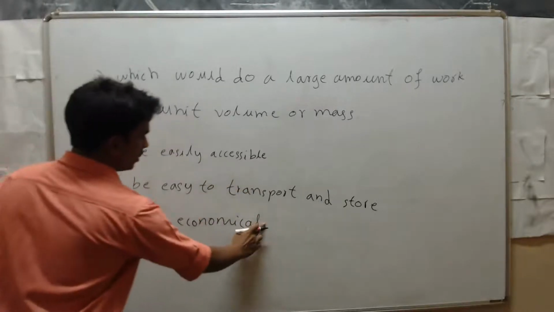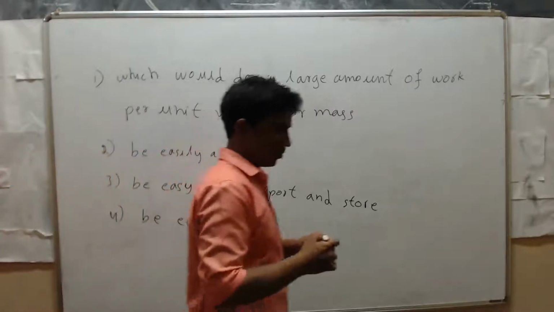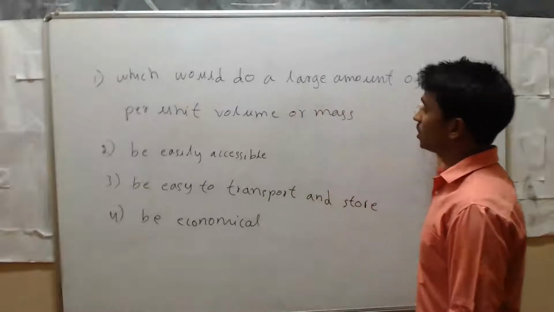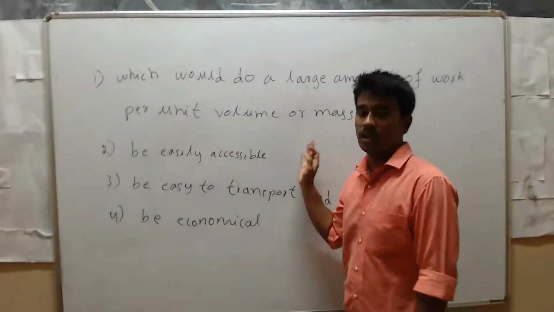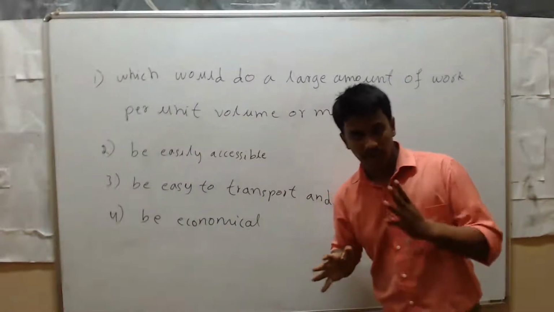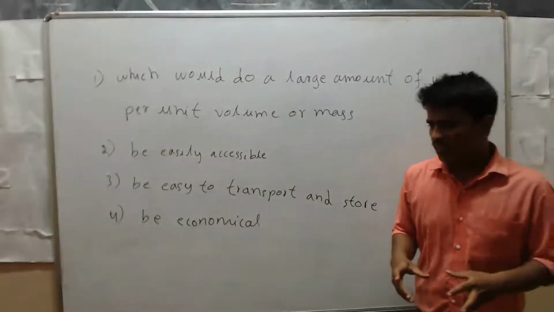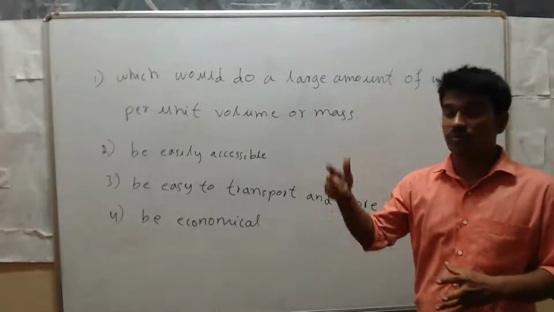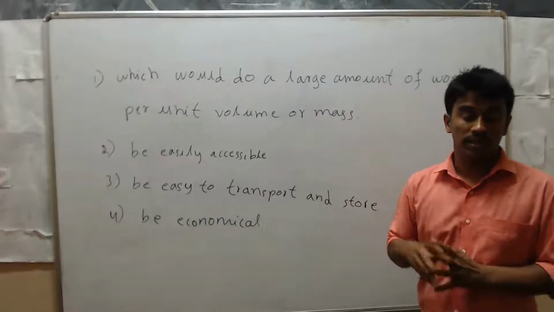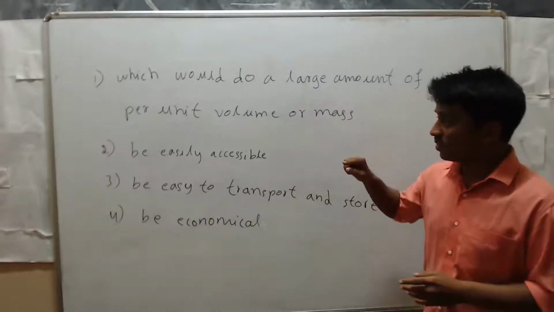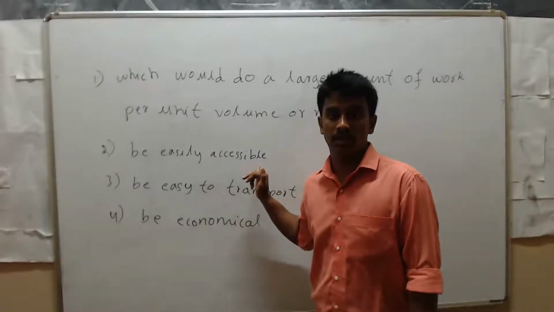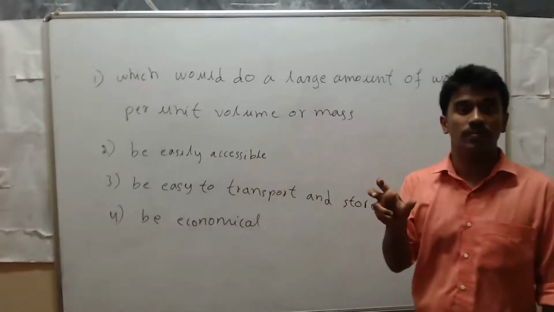Be economical. For example, if you want to say good source of energy, first one, which would do a large amount of work per unit volume or mass. So here you have an energy source. We need more energy and more work from that energy. Then second one, be easily accessible. We should get that source very easily.